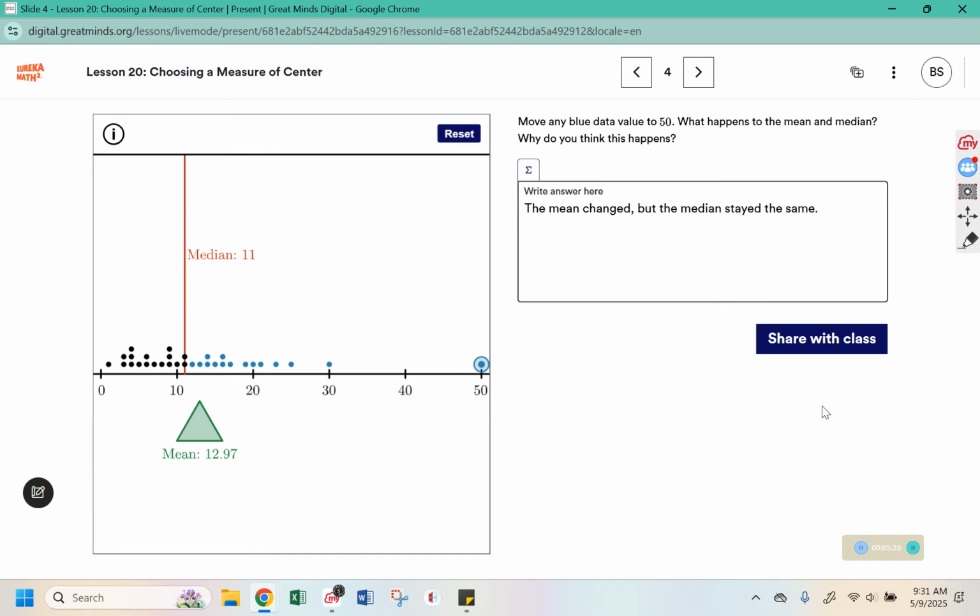And why do you think this happens? Well, with the mean, by changing one value, you change the sum, which is used to find the mean. We add them all up and divide by how many. So changing the value changes the sum, which impacts the mean.